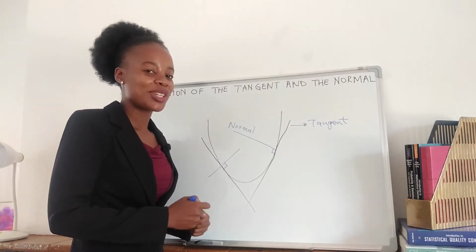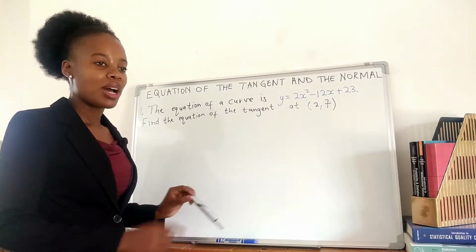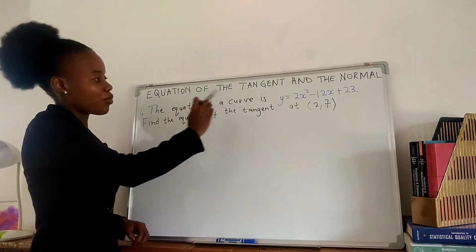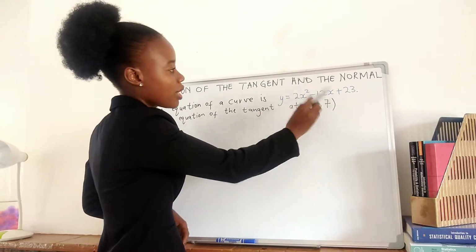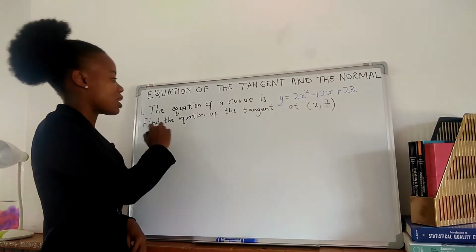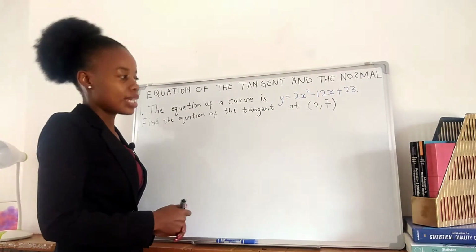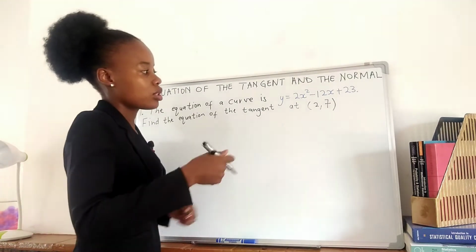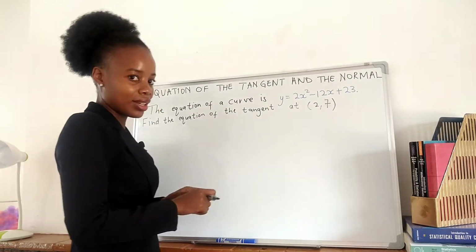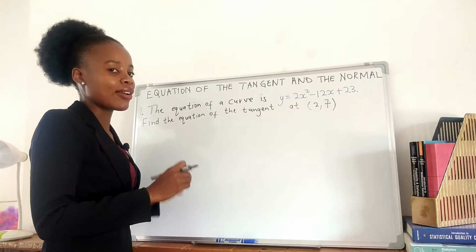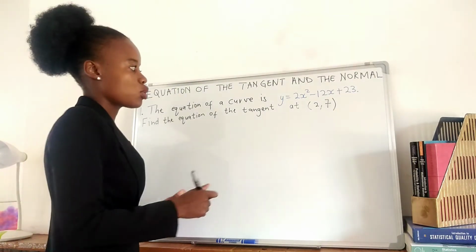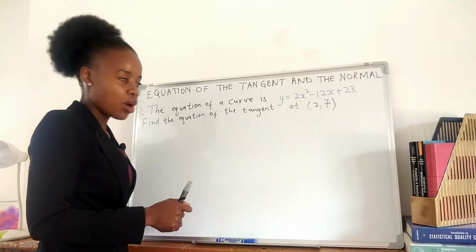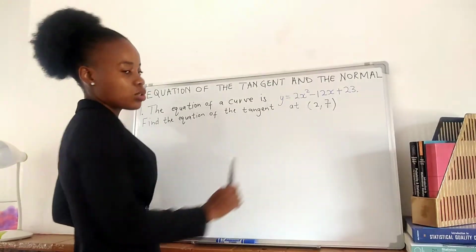So let's get to number one. Number one, the equation of a curve is y equals 2x squared minus 12x plus 23. So we are supposed to find the equation of the tangent at (2, 7), right? You know that the gradient of the curve and the tangent are the same. So we're going to find the gradient of the curve at (2, 7).